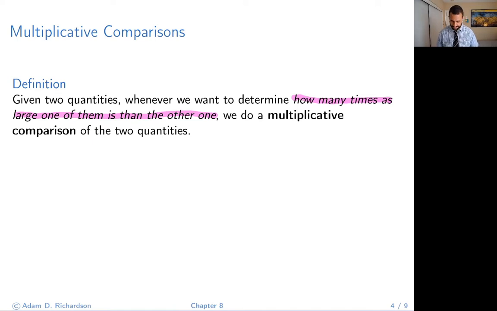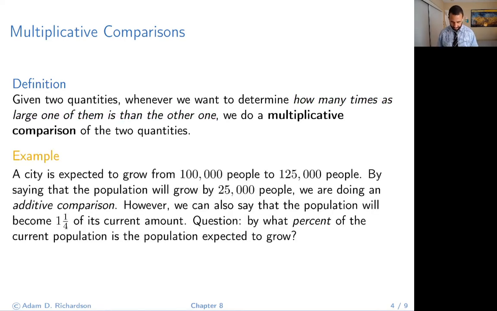Okay, let's continue. The part that I highlighted is usually the part that's the hardest to wrap your head around. How many times as large as this, then the other? We'll see. Okay, so here's an example.